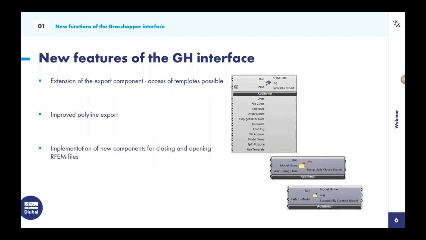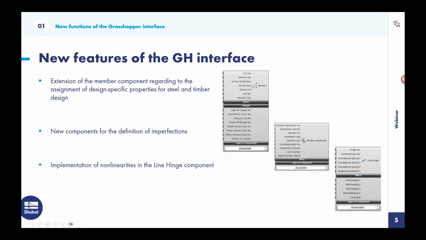The next new feature is that it's now possible to access the templates in RFEM via the export component. So, for example, we can now define design properties for steel and timber in a template in RFEM, and we can access these defined design properties with the member component in Grasshopper.